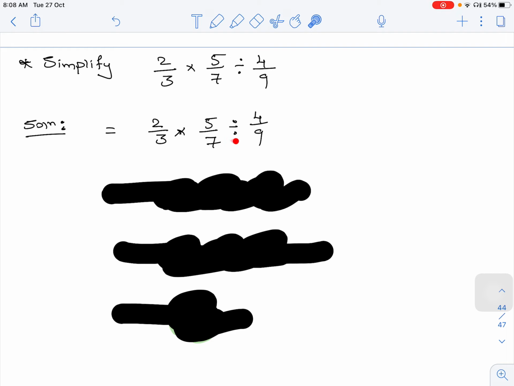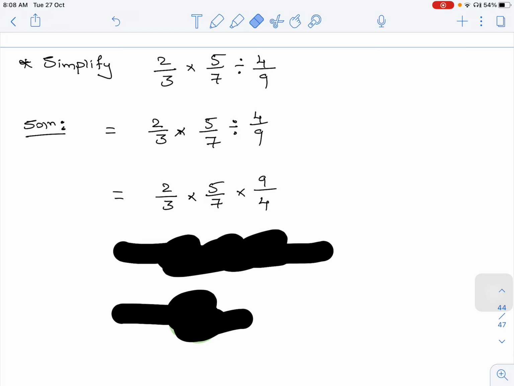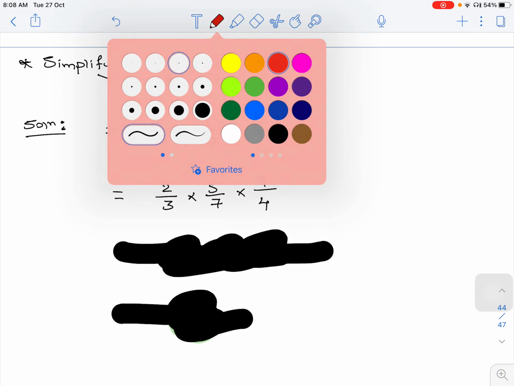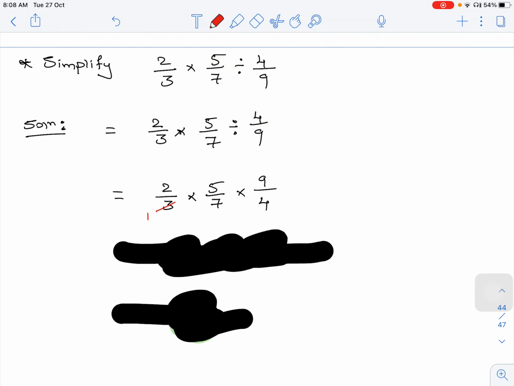Now we will change this division sign into multiplication. When we write this as multiplication, we have to write the reciprocal of 4 upon 9. So what is the reciprocal of 4 upon 9? It is 9 upon 4. Now check whether we can cancel any number or not. Yes, we can make some cancellation. That is, 3 ones are 3, 3 threes are 9, and 2 ones are 2, 2 twos are 4.